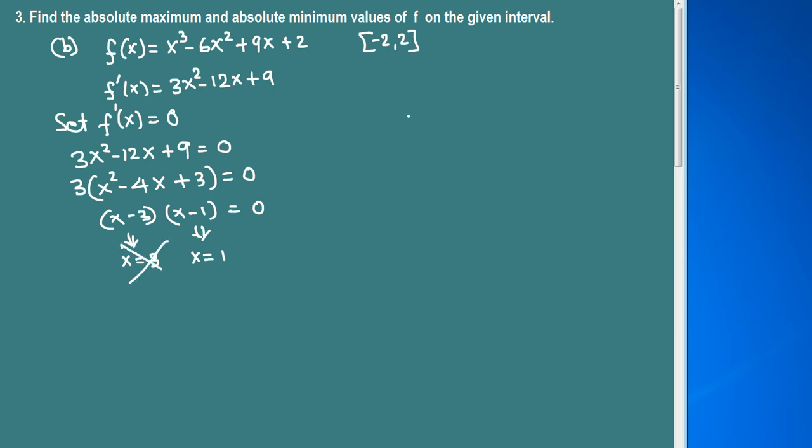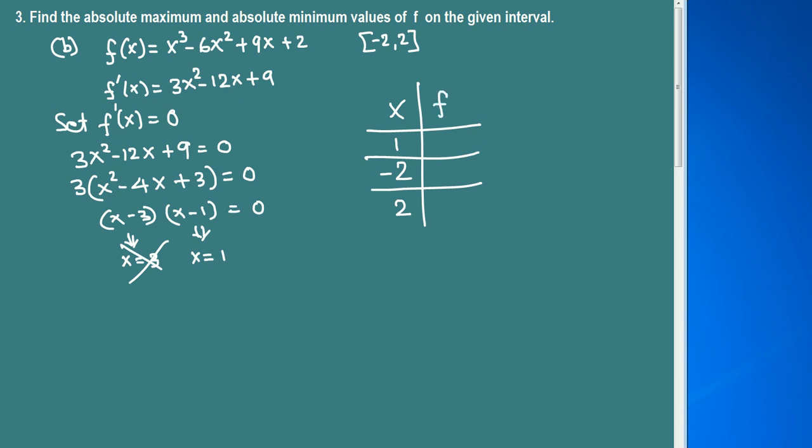All we have to do now is evaluate the function at the endpoints and the right critical numbers. So that's 1, -2, and 2. We want to evaluate the function, not the derivative. Evaluate the function at the endpoints of this closed interval and at the critical number that is inside here, this one.